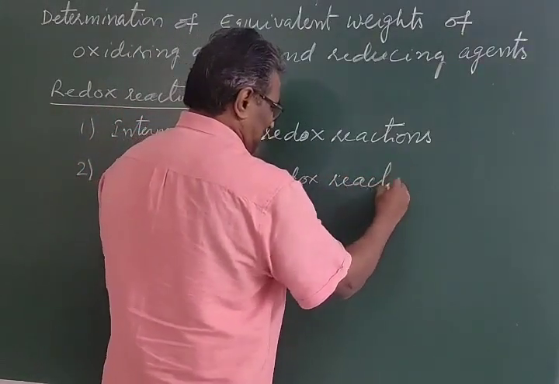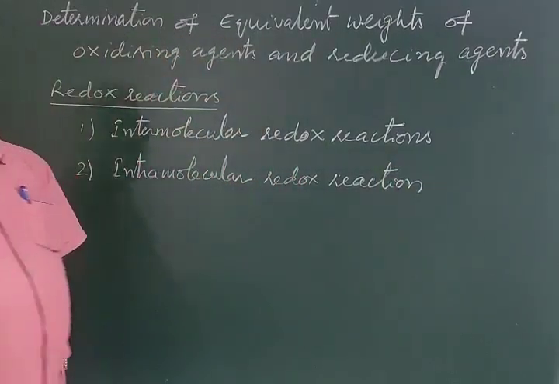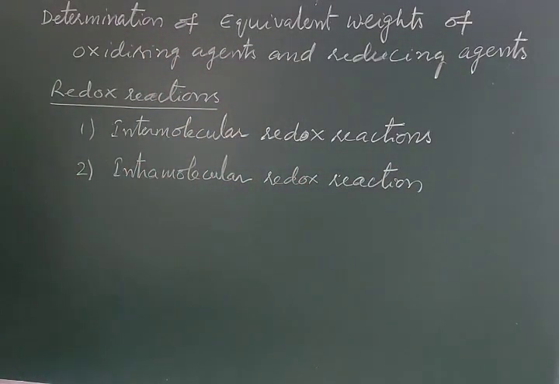Intramolecular redox reactions are the reactions in which one atom of an element undergoes oxidation and another atom in the same compound undergoes reduction. One atom of a compound undergoes oxidation, another atom in the same compound undergoes the reduction. This kind of redox reactions are said to be the intramolecular redox reactions.